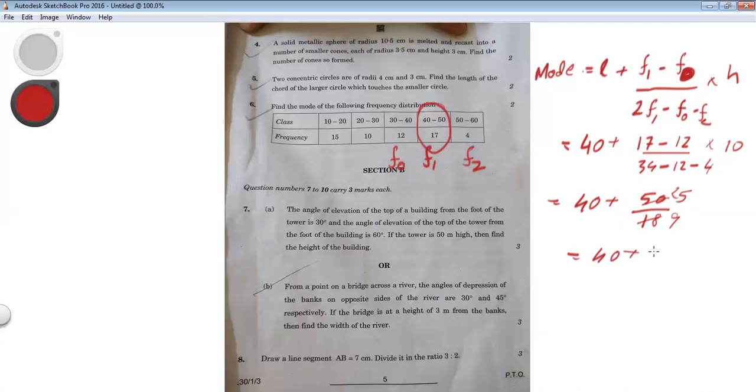So 40 plus 25 by 9. 25 by 9, if you do, you're going to get 2 point. How much will you get? 2.7. Yes, 2.777 is going to keep going. So therefore, you can write the answer as 42.78. Okay, absolutely. So this is the answer. I hope you found it.